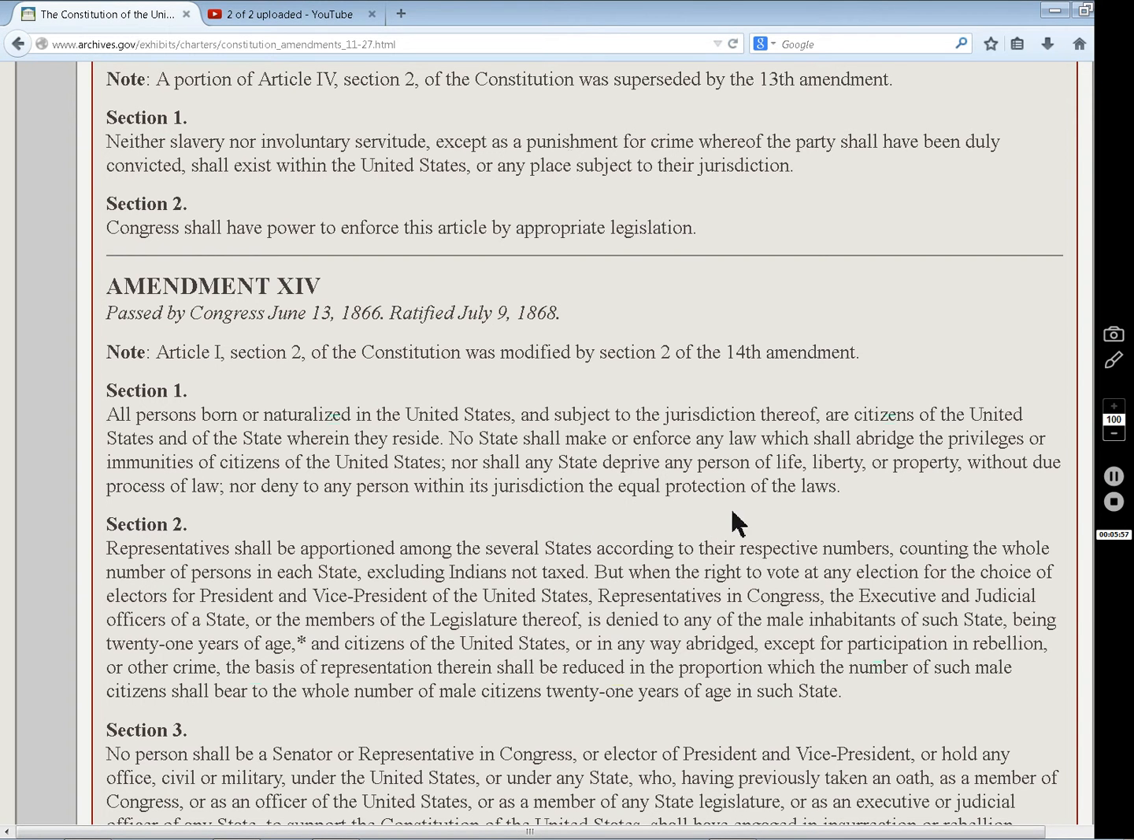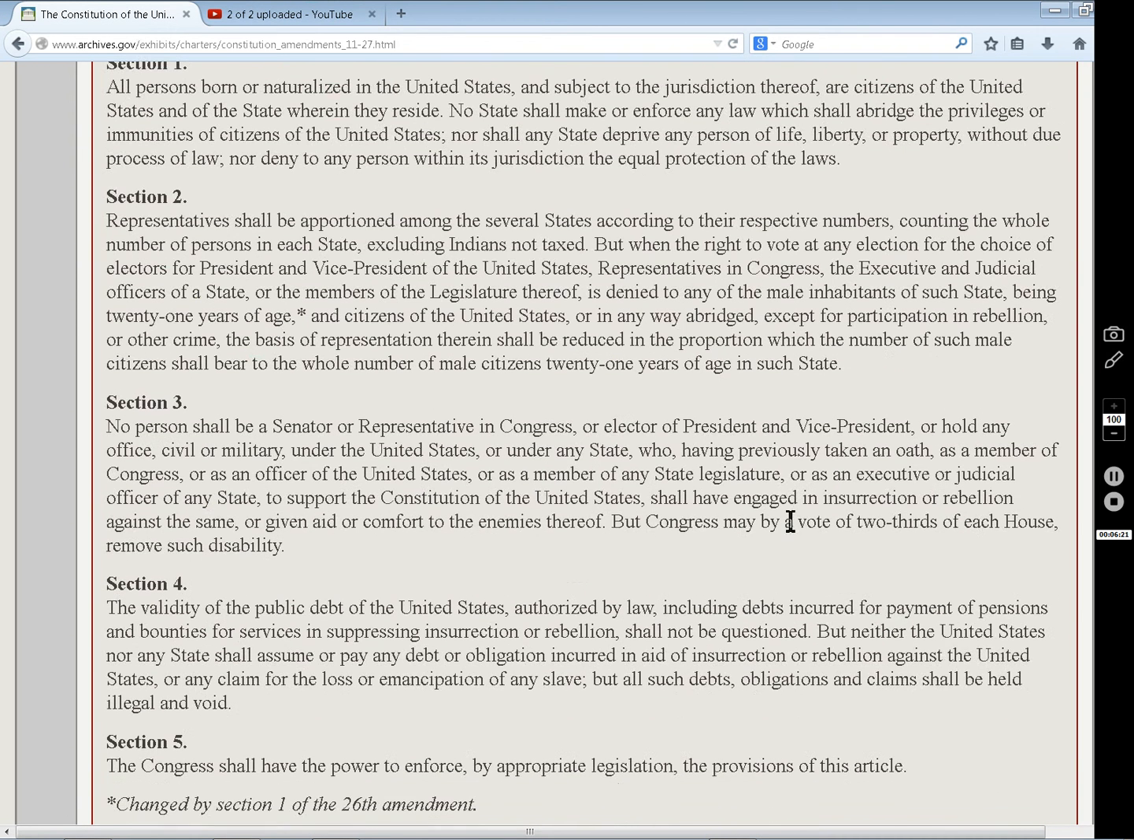No state shall make or enforce any law which shall abridge the privileges or immunities of citizens of the United States, capital U, capital S, nor shall any state deprive any person of life, liberty, or property without due process of law, nor deny to any person within its jurisdiction the equal protection of the laws. Section 2. Representatives shall be apportioned among the several states according to their respective numbers, counting the whole number of persons in each state, excluding Indians not taxed.